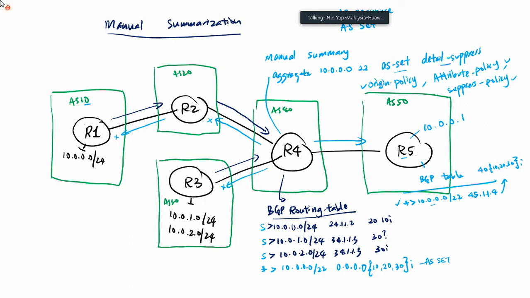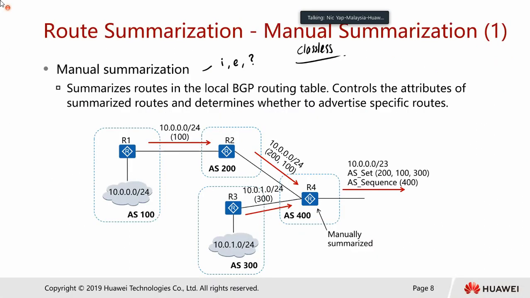Okay, so let's look back at the route summarization under the manual summarization. So you can see from here, I have 10.0.0.0, 10.0.10.0. It comes from AS100, it comes from AS100 and 200, it comes from 300.